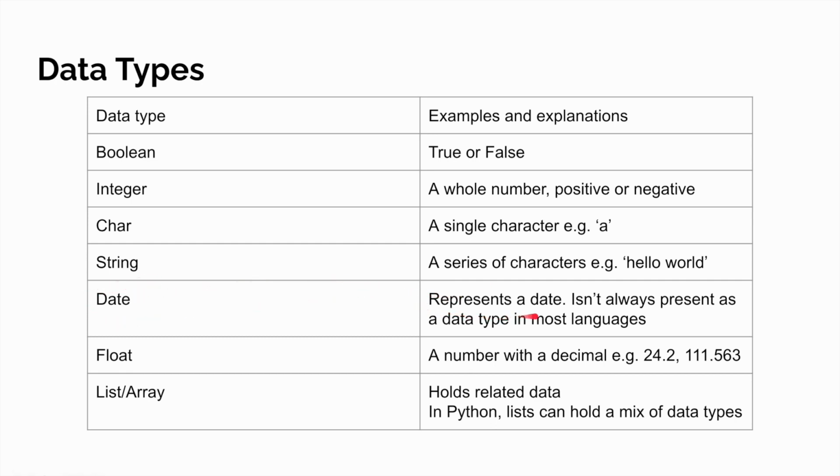Date, then, it represents a date, but it's not always present as a data type in most languages. Most programming languages wouldn't always have a specific data type, but it can be represented in a variety of ways in various programming languages. Then a float, which you'll be familiar with, a number with a decimal point in it, such as 24.2 or 111.563. Those are floats. Then lists or arrays, they're called lists in Python, they're called arrays in many other languages. They hold related data, and in Python, lists can hold a mix of data types, as you'll be well familiar with.